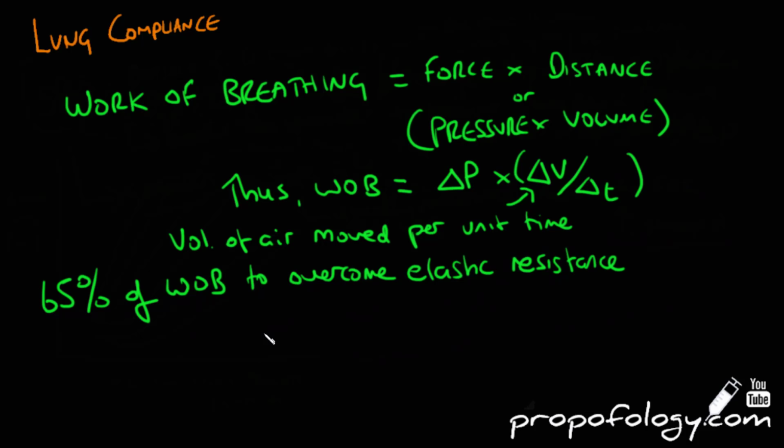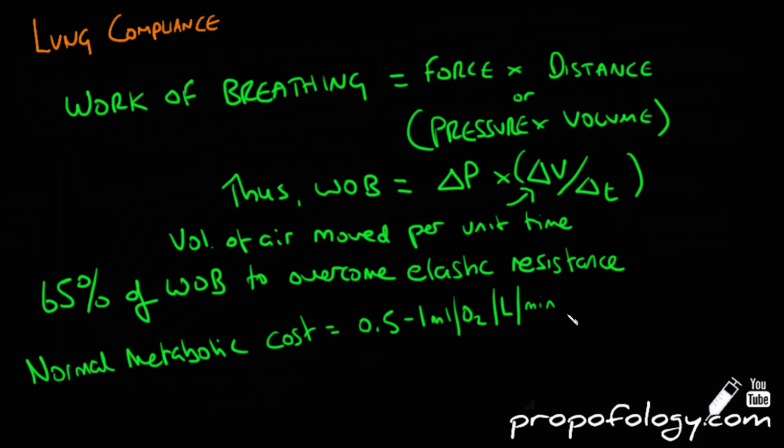However, overcoming non-elastic resistance like airway resistance, viscosity of the gas, etc., accounts for about 35% of the work. This results in energy being dissipated as heat and is viewed as wasted work. The area within the pressure volume curve in the middle of the previously drawn curves is the wasted work. The normal metabolic cost of breathing is about 0.5 to 1 mL of oxygen per litre per minute, but this could increase to 2 to 4 mLs with hyperventilation.